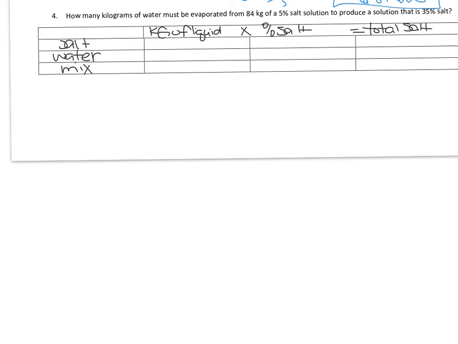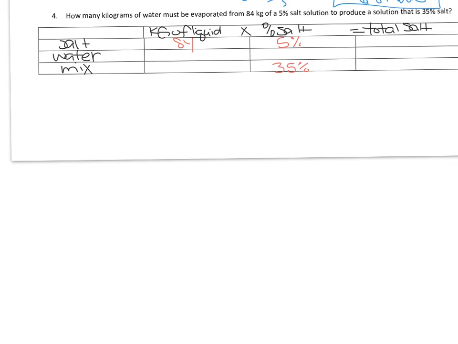Okay, so we can still go through, fill in some things that we know. How many kilograms of water must be evaporated from my salt mixture? It says is 84 kilograms, and it is 5% salt. Okay, now the difference here is that this time I want my mixture to be a greater amount. I want this to be 35%. So before, where I was adding water to dilute it, this time I'm evaporating the water so it becomes saltier. So instead of having less per kilogram or liter, we're going to have more salt per kilogram or liter, okay?